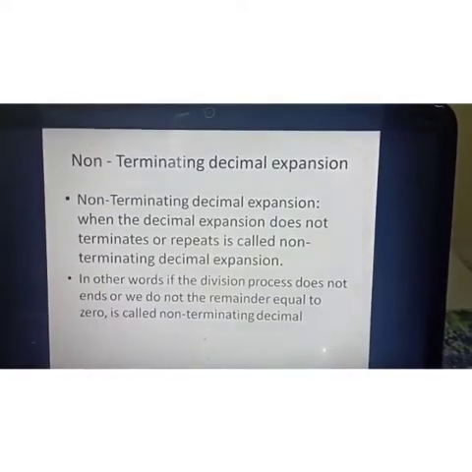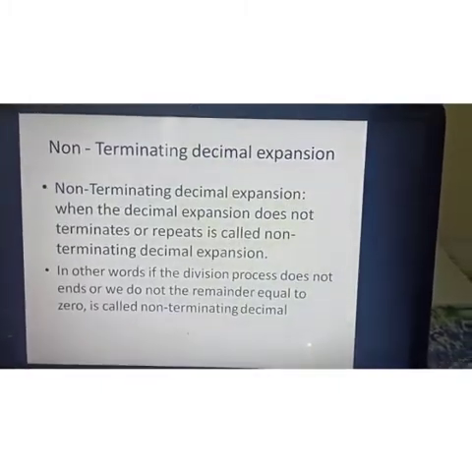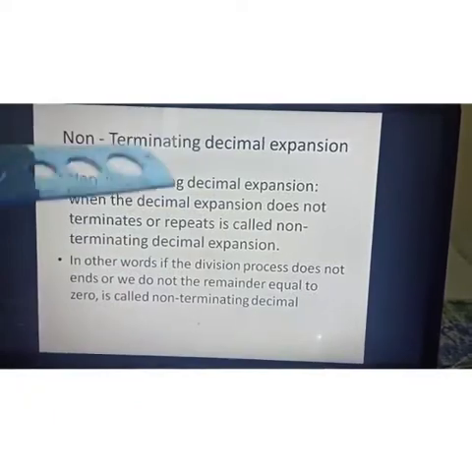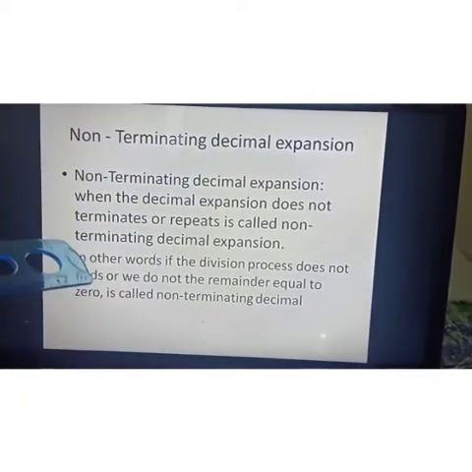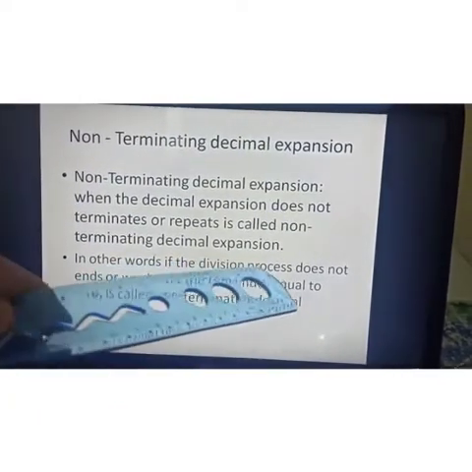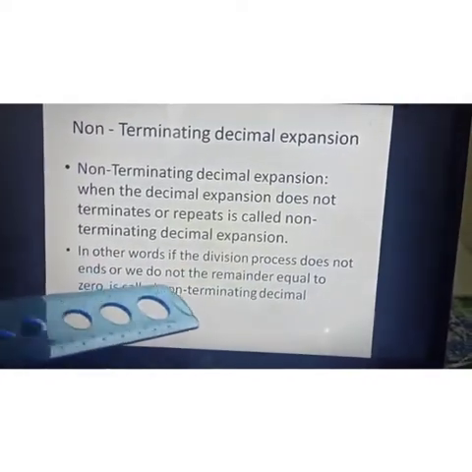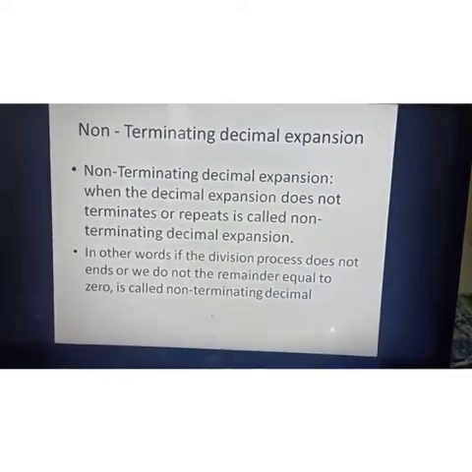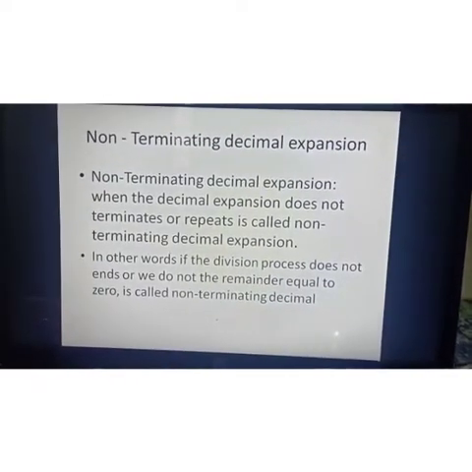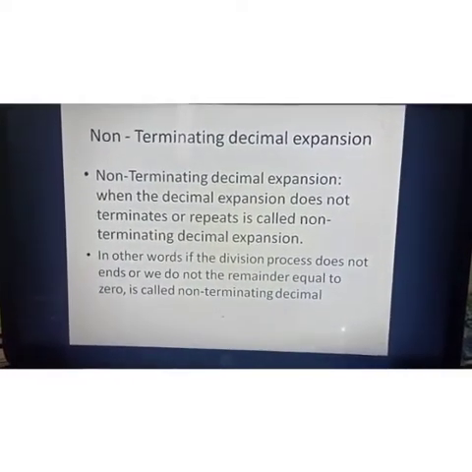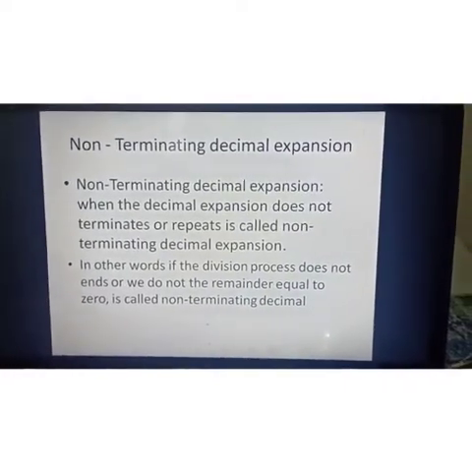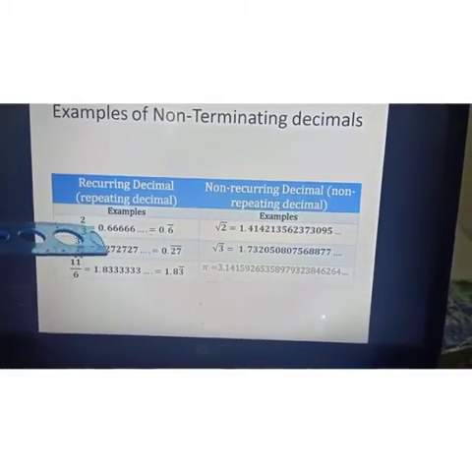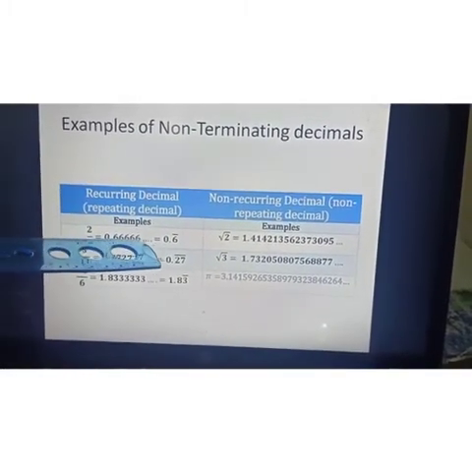Now let's talk about the non-terminating decimal expansion. When the decimal expansion does not terminate, it is called non-terminating. In other words, if the division process does not end, meaning the remainder is not equal to 0, then it is called a non-terminating decimal, right? So if the remainder is not 0 and the division process continues, then it is called a non-terminating decimal expansion, right? Let's see some examples based on the non-terminating. If you divide 2 by 3, you get the answer 0.6666 and so on.